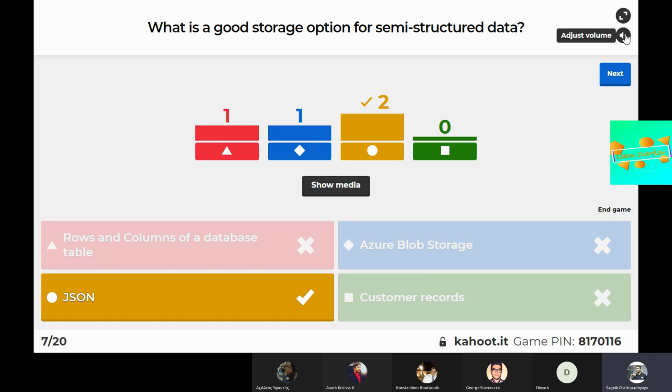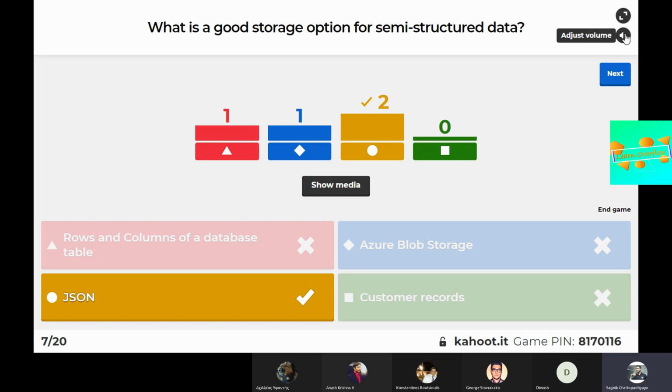Then talking about Azure Blob storage. Blob is binary large object. A binary large object is for videos and audios or any kind of Word document or Python document, this kind of storage. These come under unstructured data, so there isn't any particular structure to it. So Azure Blob storage is not semi-structured. It's an unstructured one.